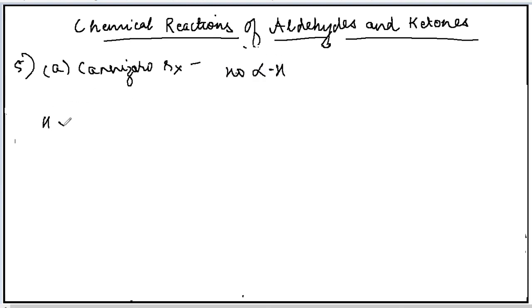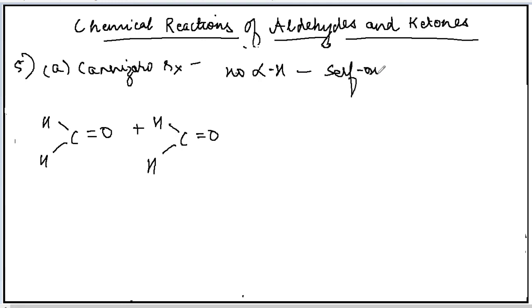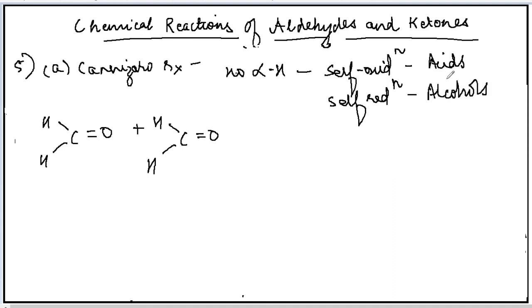Okay, let's take the reaction here. This is formaldehyde. So I have taken the 2 molecules of formaldehyde. There is no alpha hydrogen. What happens in this reaction is that the aldehydes or the ketones, that is these carbonyl groups, will undergo self oxidation and self reduction. When they undergo oxidation, they will form acids, and when they undergo self reduction, they will form alcohols. And the reaction is given only by those aldehydes and ketones which have no alpha hydrogen.